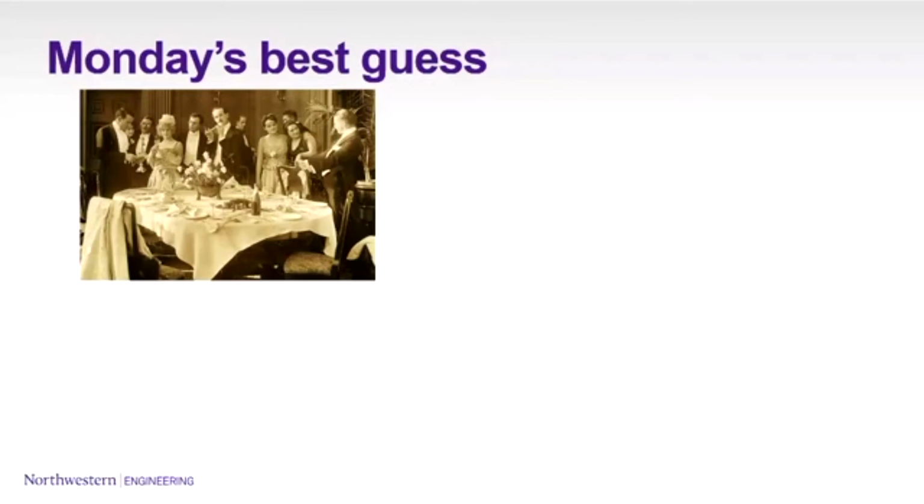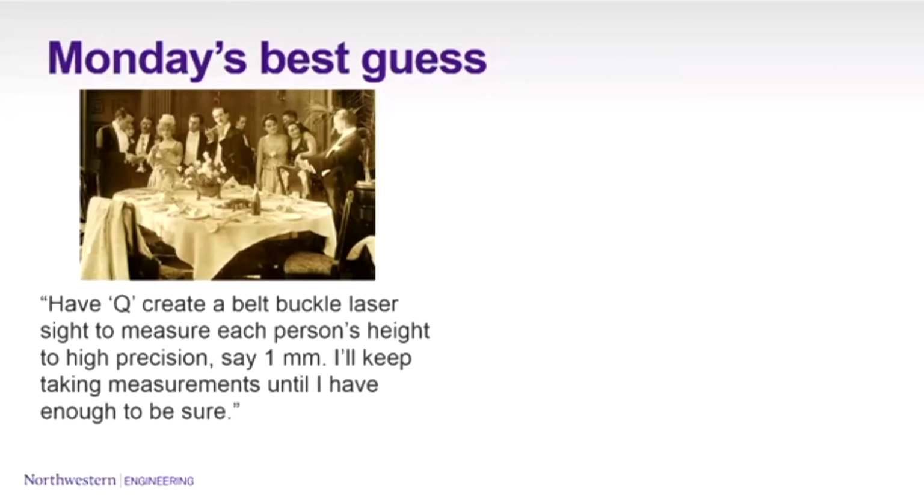And so you say, okay, I'd like Q, your gadget person, just like in James Bond, who creates all the neat gadgets you need, to create a laser belt buckle that can take measurements of height. And what I'll do is go around the room and take multiple measurements of these people until I've got enough measurements that I feel like I can tell which person is the shortest person in the room.